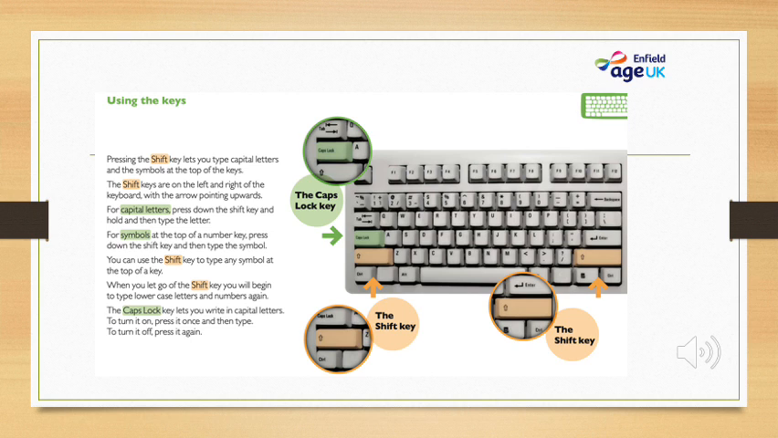Pressing the Shift key lets you type capital letters and the symbols at the top of the keys. The Shift keys are on the left and right of the keyboard with an arrow pointing upwards. For capital letters, press down the Shift key and hold and then type the letter. For symbols at the top of a number, press down the Shift key and then type the symbol.